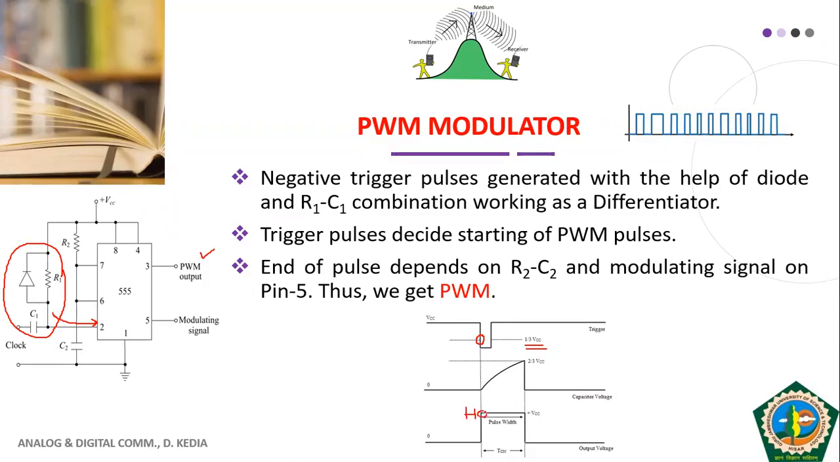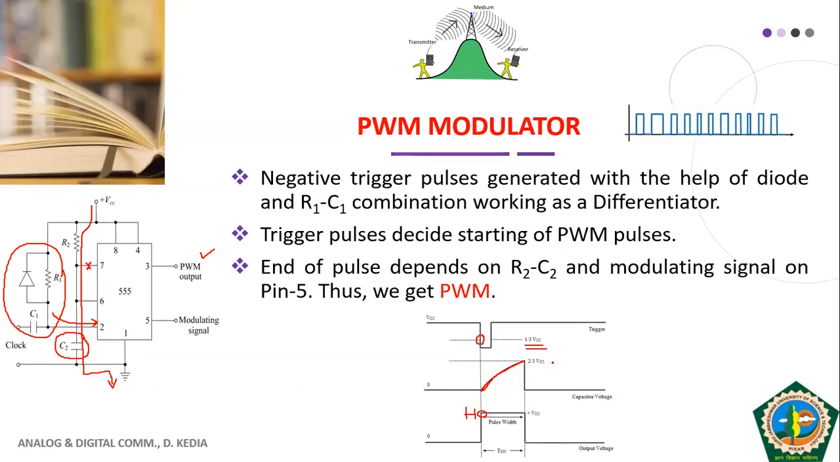So we get high. As soon as this output becomes high, it has entered into the unstable state, and your capacitor will start charging. Which capacitor will start charging? This C2 capacitor will start charging. Terminal 7 is obviously the discharge terminal, which is turned off, and your capacitor will start charging through R2. Now, the capacitor will charge up to what point? It will keep on charging like this.